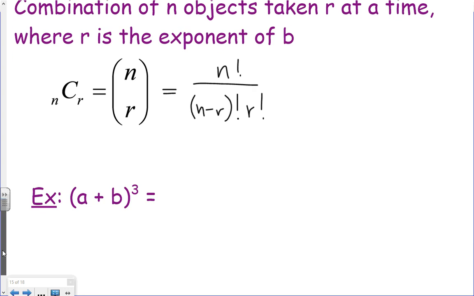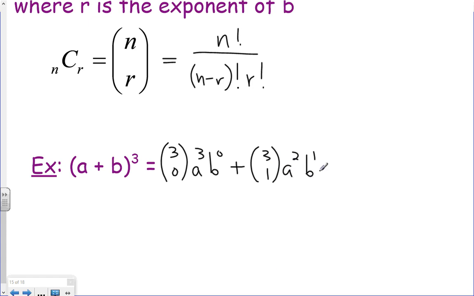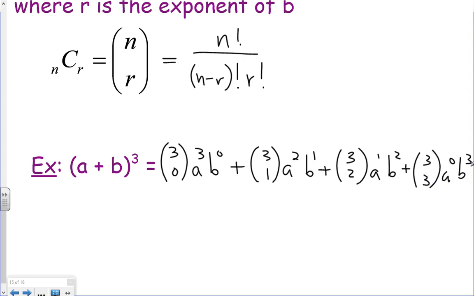Okay, so let's see if we can write this out here then. If I take a plus b to the third power, I can write this as 3 choose 0 times a to the third, b to the 0. Again, I'm going to write everything out here as we go, but eventually we'll try to get to the point where we're more and more comfortable with just writing down the numbers we come up with. And then it's 3 choose 1 times a to the second, b to the first. And then it's 3 choose 2, a to the first, b to the second. And finally 3 choose 3, a to the 0, b to the third.